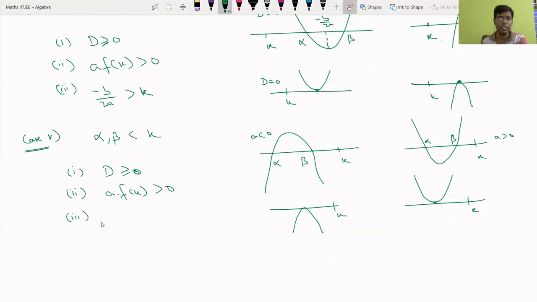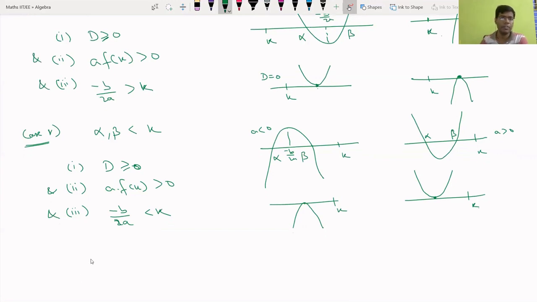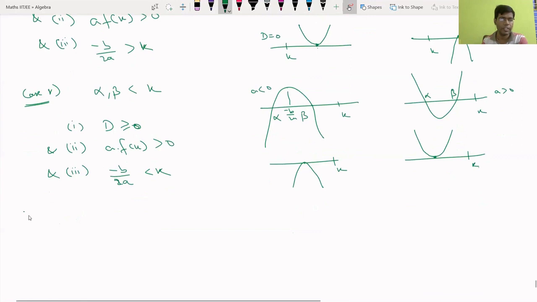And the third condition is minus b by 2a. This is my minus b by 2a. So in all the cases, minus b by 2a is less than k. Okay, so this is the third condition. So we have to check all the three conditions. It's not that any one of them, but we have to check this and this and this here also. Fine. So now let's take the next case.